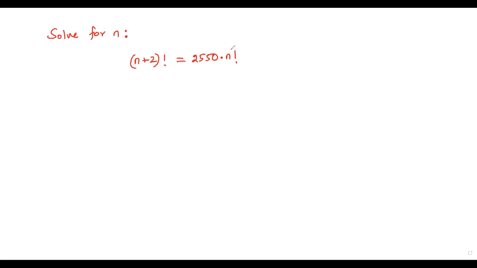But we can get rid of the variable on the right side. For that, I have to divide both sides by n factorial. So I'm dividing both sides of the equation by n factorial. So this n factorial will cancel out.